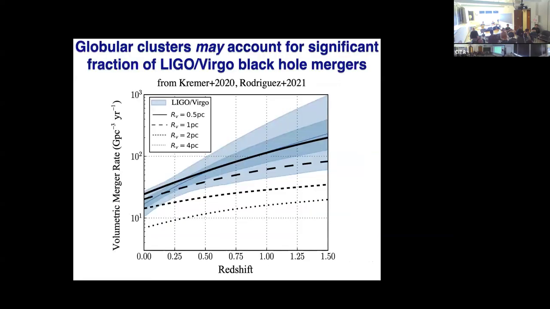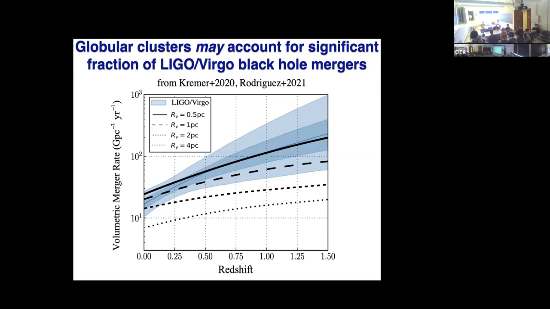And one of the things that's gotten a lot of people excited about the globular cluster channel specifically is if you take these n-body simulations that can match very well observed features of Milky Way globular clusters today, and if we distribute these simulations in the local universe in a way representative of our understanding of globular clusters, then the volumetric merger rate of black hole binaries in these systems is consistent to within a factor of about 10 of the rate that's been inferred from LIGO so far.